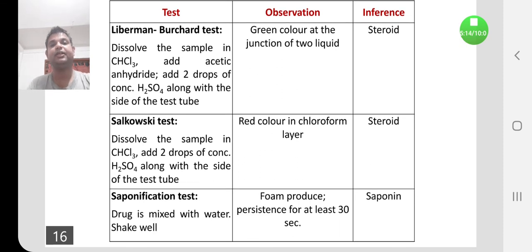Whereas for the foam test, you take a little quantity of licorice powder and shake it with water in a test tube. If the foam produced is stable for at least 30 seconds, then it indicates the presence of saponin glycoside in it. So these are the few important chemical tests for licorice root. So overall we have discussed the pharmacognosy of licorice root.